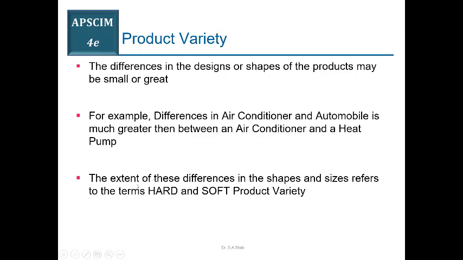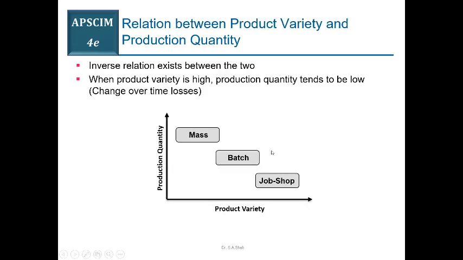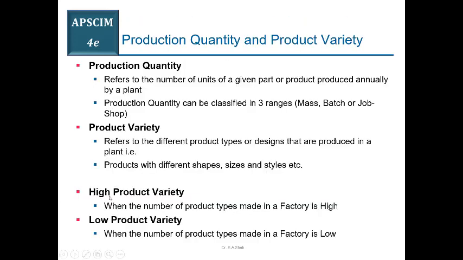So this extent of the differences in the shapes or sizes basically refers to the term hard product variation and soft product variation. So एक तो लो प्रोडक्ट वैरायटी है और हाई प्रोडक्ट वैरायटी, जो यहाँ पे मैंने आपको बताया. हाई प्रोडक्ट वैरायटी और लो प्रोडक्ट वैरायटी, they basically refer to the total number of products, meaning total number of designs that will be manufactured within industry.